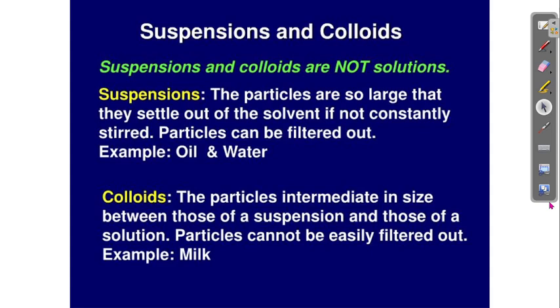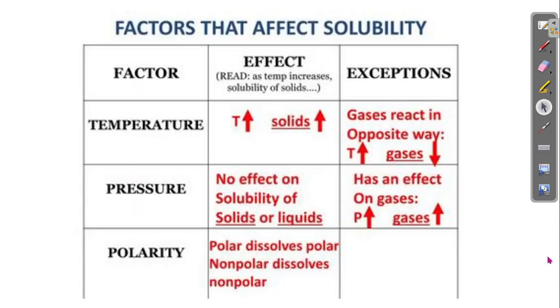What's a colloid? Well, the particles are intermediate in size between those of a suspension and those of a solution. Sorry, the solution is the one that has the small particles. The suspension is the one that has them really big, and they would precipitate if you don't stir them. So a colloid is in between. The size of the particles is in between, and the particles cannot be easily filtered out. An example is milk. So you need to be able to give the definition and give an example of each. And this is just a summary of this module.